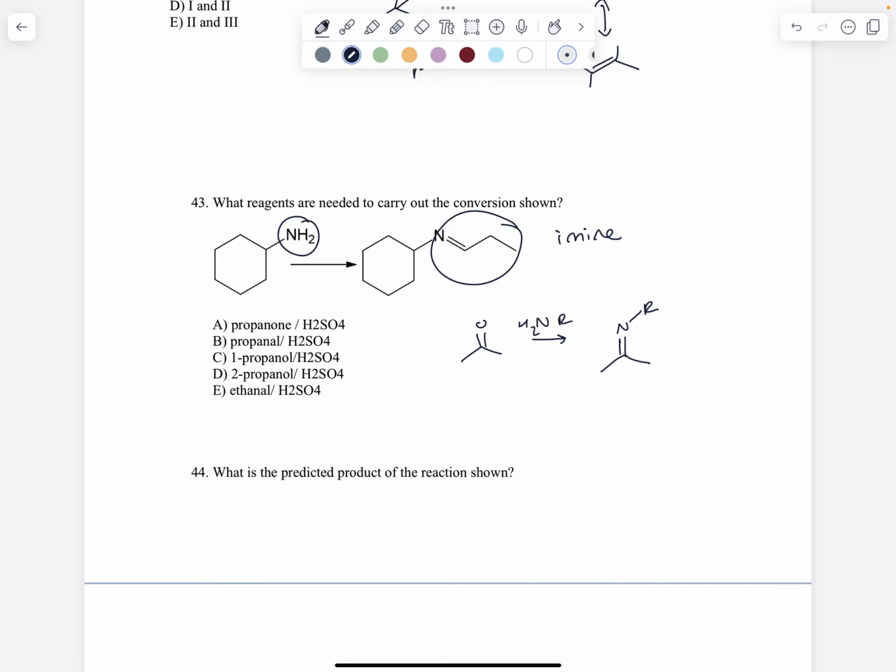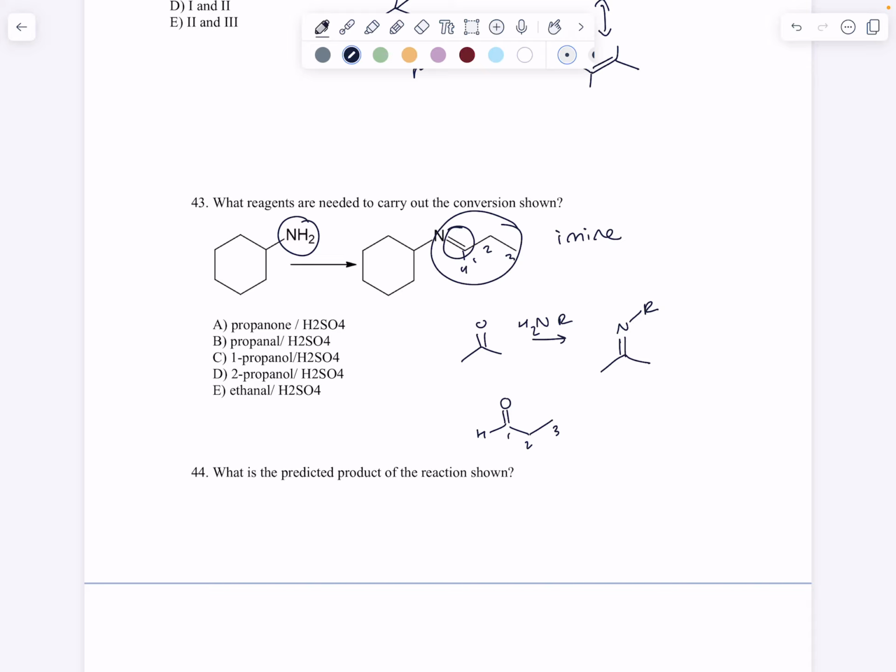So I am looking at this double bond right here and saying, okay, that must have used to been the carbonyl carbon right here. So it must have looked like this. 1, 2, 3 carbons, 1, 2, 3 carbons. Okay, so that's what I think we would need it to react with that. And if you're not sure, you can always do the mechanism to test it out.